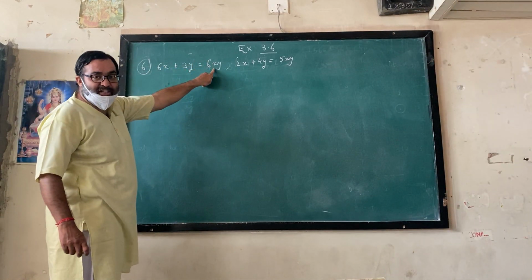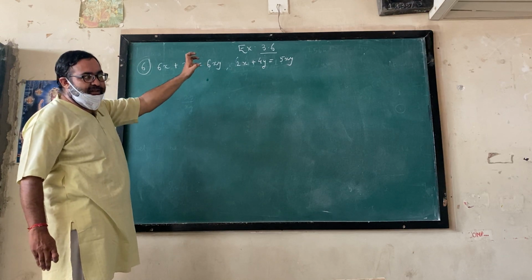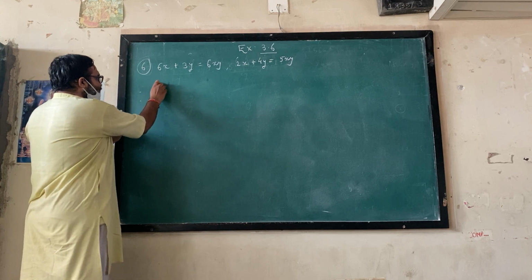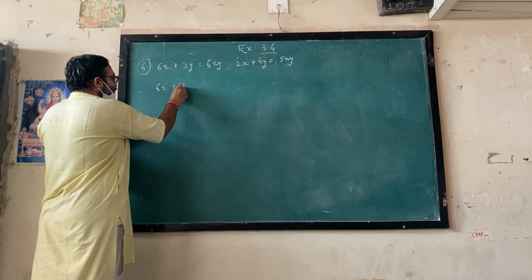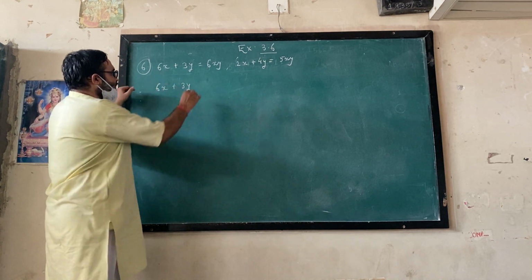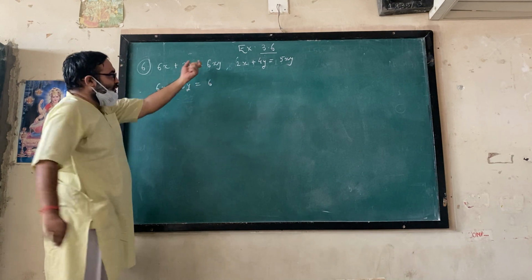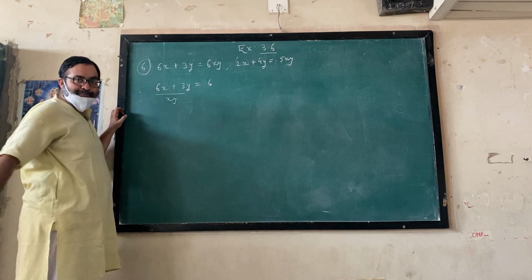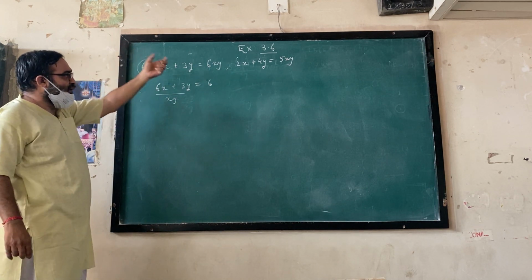Here 6xy, that is on the right hand side, the variable terms are given in the product form. So how to simplify it? 6x plus 3y is equal to 6xy. The xy we will keep on this side in the denominator. So we can split it easily now.